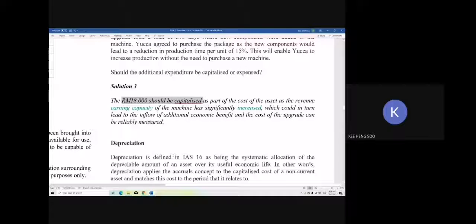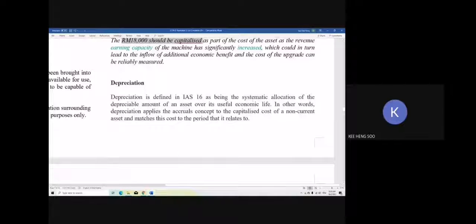Depreciation is defined as a systematic allocation, the keyword here, systematic allocation, over the useful life. This is in line with the matching concept. Matching the cost to the period in which you can earn income. That is your depreciation.